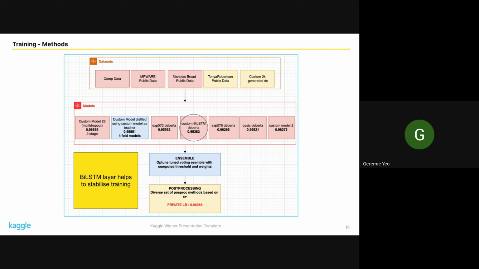We also tried to add a bi-LSTM layer, in a way similar to that shared in the public notebooks, to stabilize training. Next slide. This is the second augmentation technique, which is also contributed by Yevgeny. It also proved to be effective when we insert a random middle name for a student. Next slide.